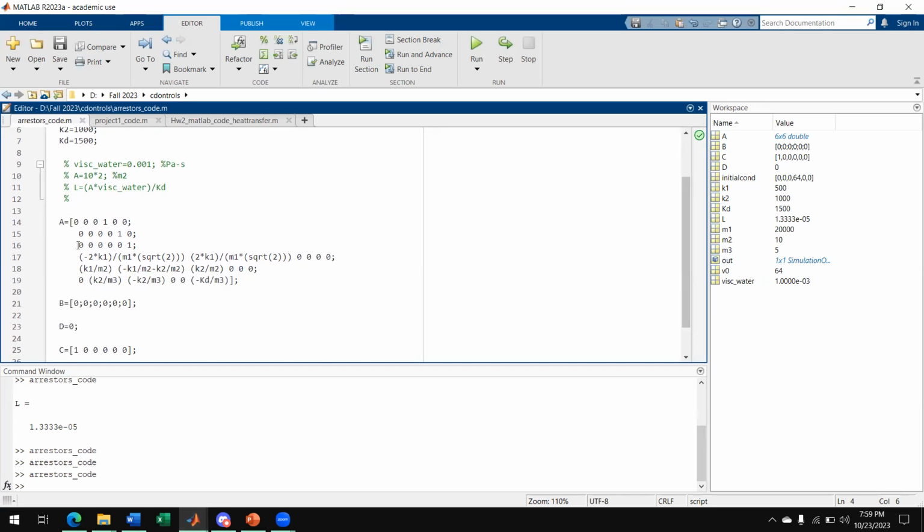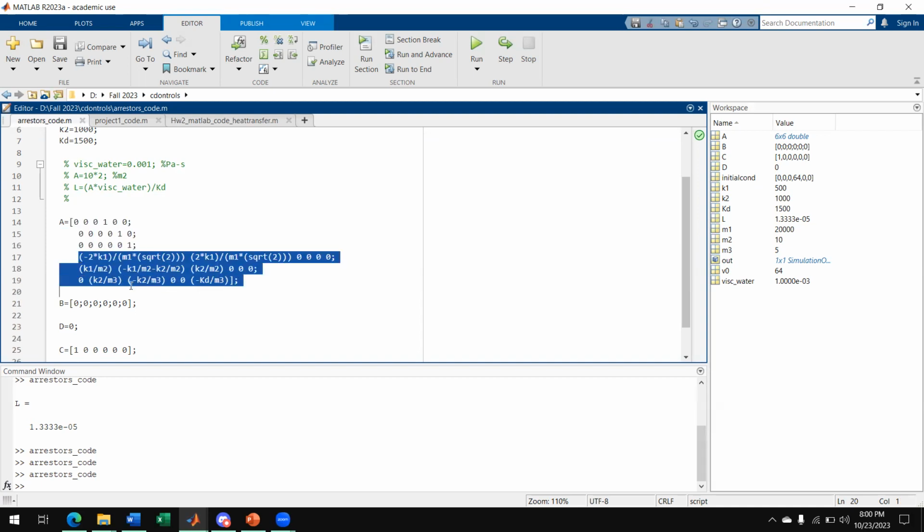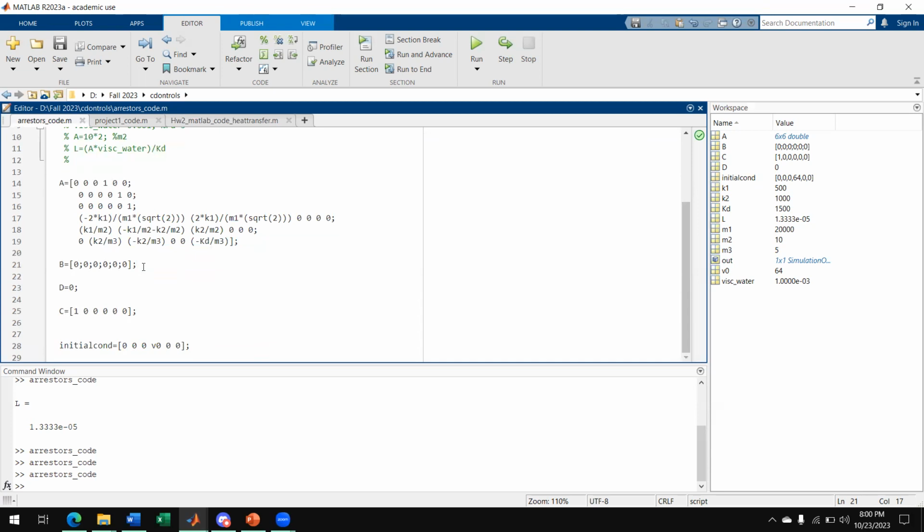As you can see, the A matrix is represented like this, with the first three rows showing the x1 dots, x2 dots, and x3 dots. And these are showing the effects of the spring systems and the mass damper and the masses on the springs. Our B matrix is 0 since we didn't have any external forces to take into account. Our C matrix is 1 followed by 5 zeros because we're only worrying about the displacement, how far the plane travels along the runway.